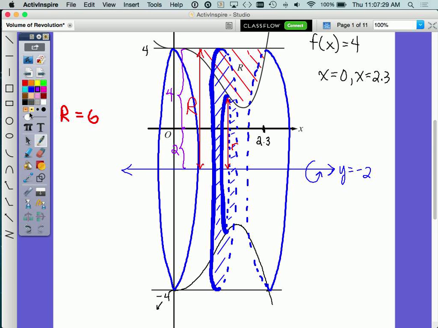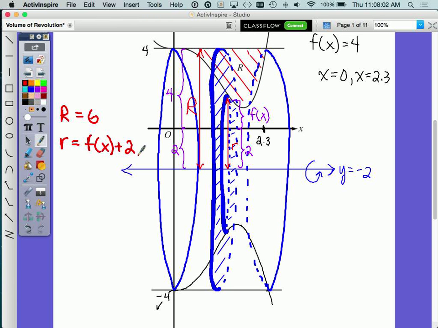And to find little r, I'm going to look at this again. Here, I still know that that distance is always 2. And this distance is going to depend on the height of the curve. This is my y value, and this is f at x. And so that distance is f at x. And so I can see that my little radius is going to be this f at x plus this 2. So I've got f at x plus 2.